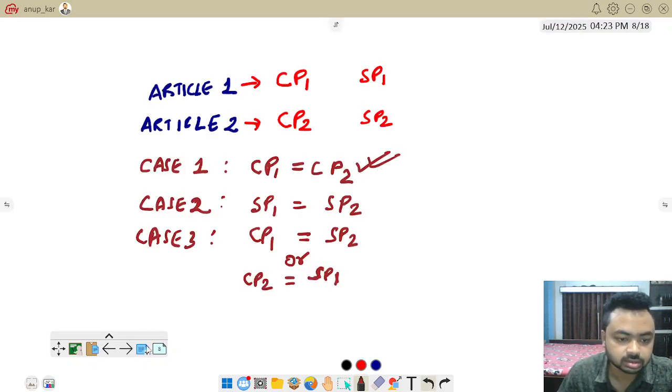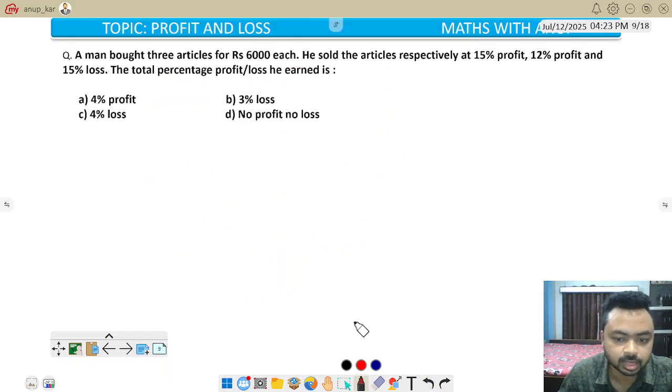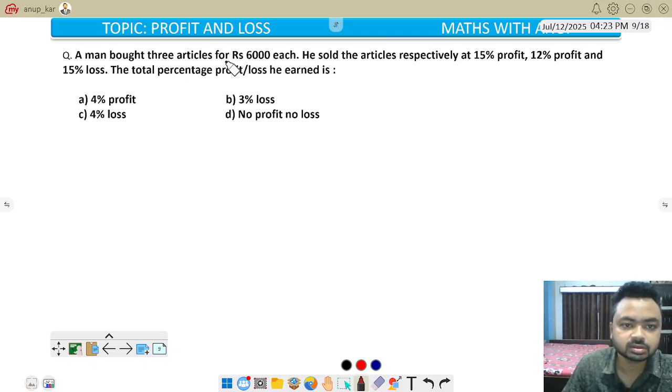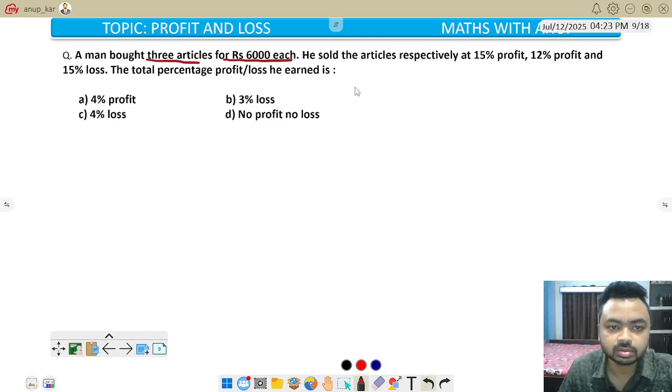So you can see here, a man bought 3 articles of 6,000 each. So here he bought 3 articles. All the 3 articles have the same cost price, and he sold the articles respectively at 15% profit, 12% profit and 15% loss. The total percentage profit or loss he earned is how much?